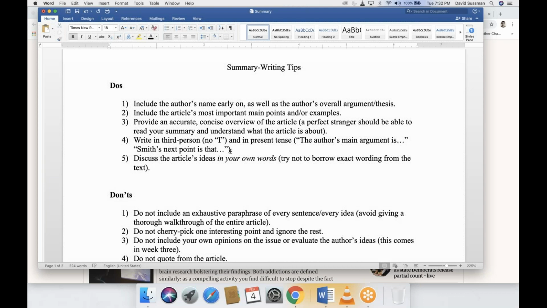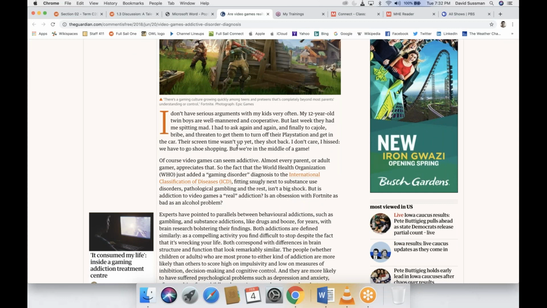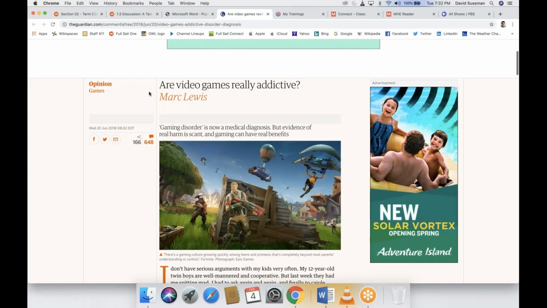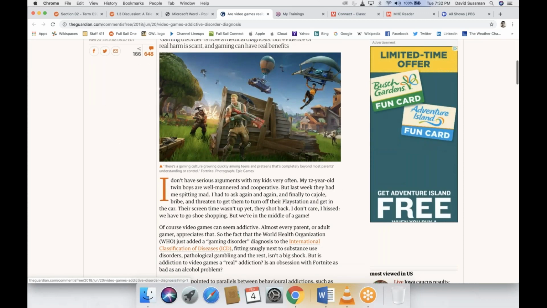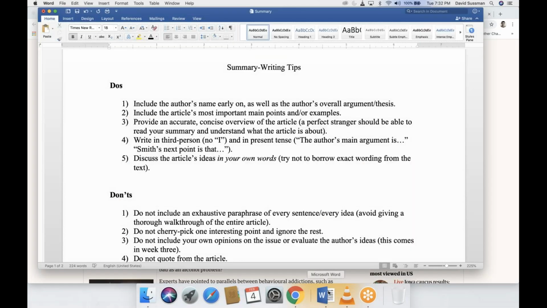Discuss the article's ideas in your own words. Okay, try not to borrow exact wording from the text. So you should not just be going to this article and taking significant chunks of his wording. Mark Lewis is the author. Okay, you should be stating things in your own words. That seems pretty common sense, but I do see times where students are borrowing too much from the actual article.